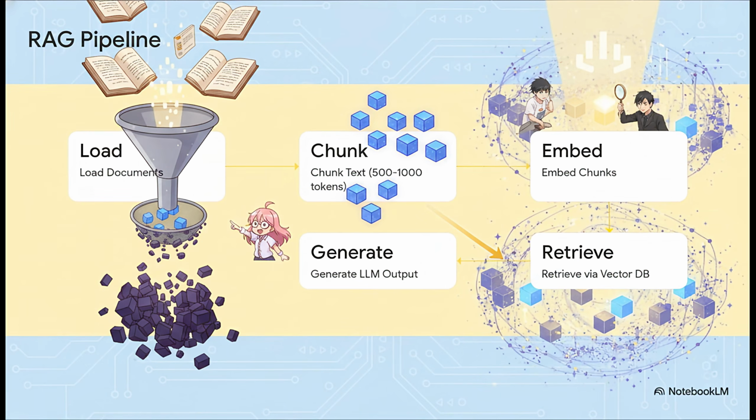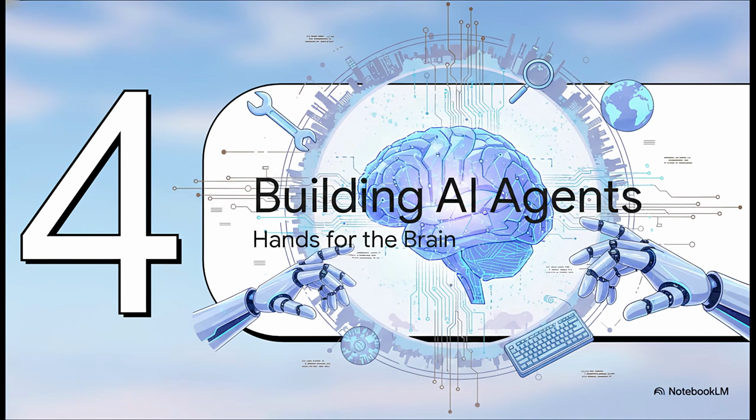Every single time. All right, Section 4, Building AI Agents. It's time to add some hands to the brain. We're officially ready to install that autonomous engine and upgrade from simple Q&A bots to true AI agents that can execute tools and actually affect the real world.